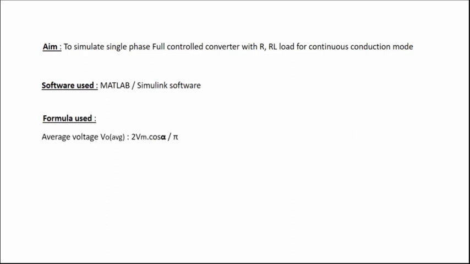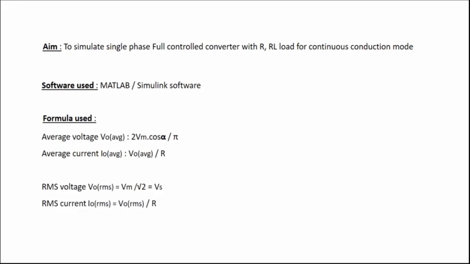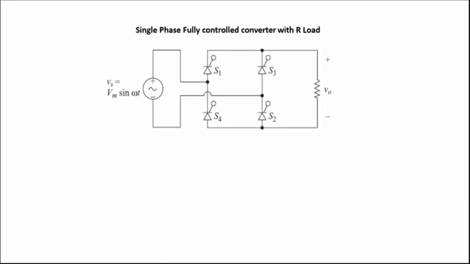Formula used is for average voltage 2 Vm cos alpha divided by pi, for average current V0 average divided by R, for RMS voltage Vm divided by root 2, where Vm is the peak voltage and Vs is the supply voltage, for RMS current V0 RMS divided by R. So before going into the simulation, let's get into the theoretical part.